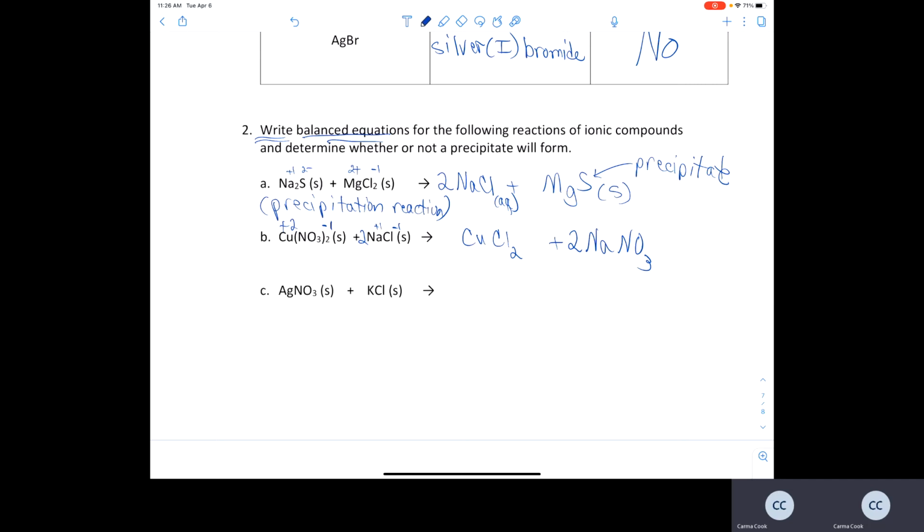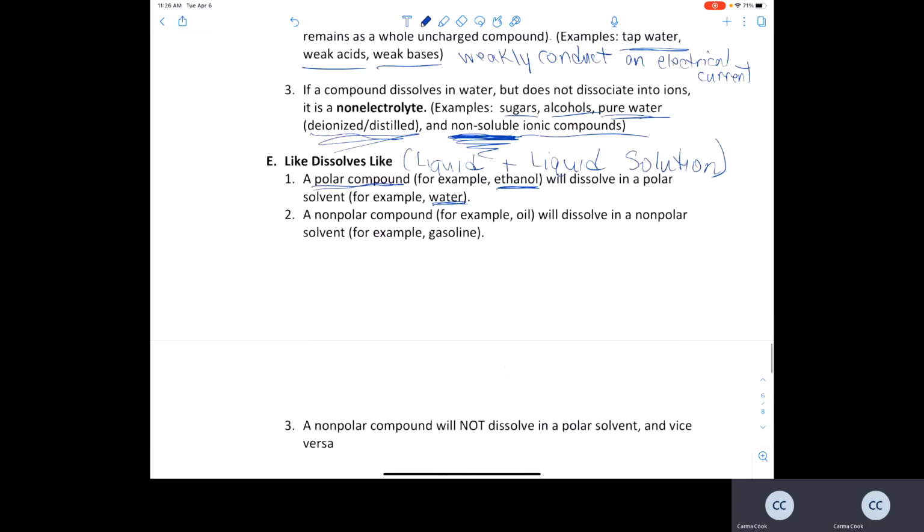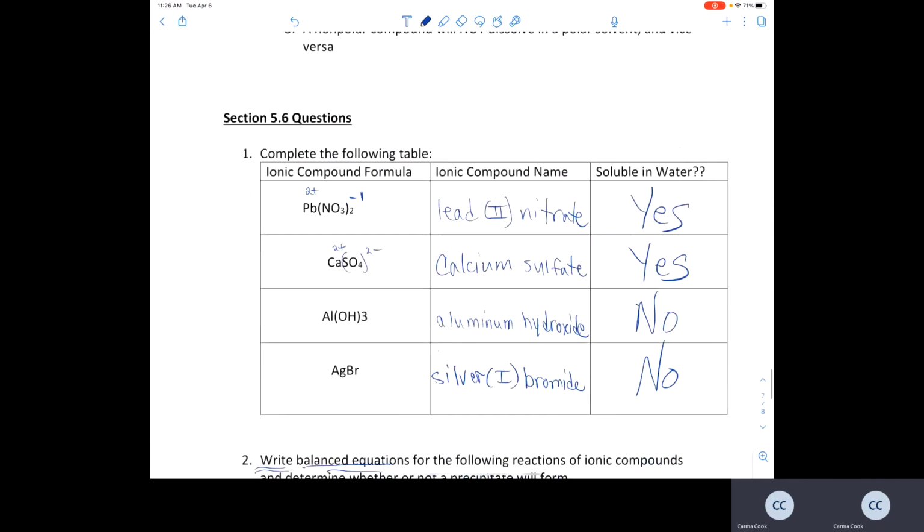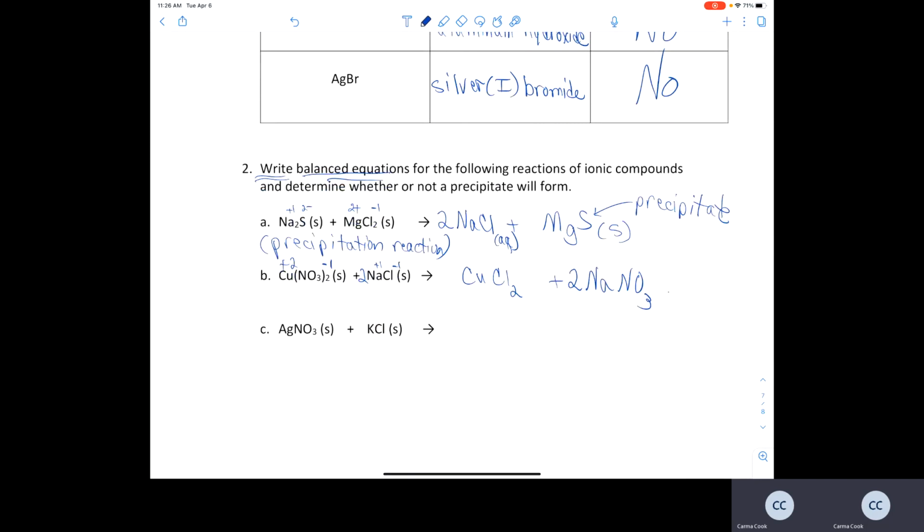Now I've got to decide if one of these products is a precipitate or not. So I've got a chloride and a nitrate. Well, one of the rules says that all nitrates are soluble, no exceptions. So my nitrate salt will be soluble. So that's an aqueous solution.